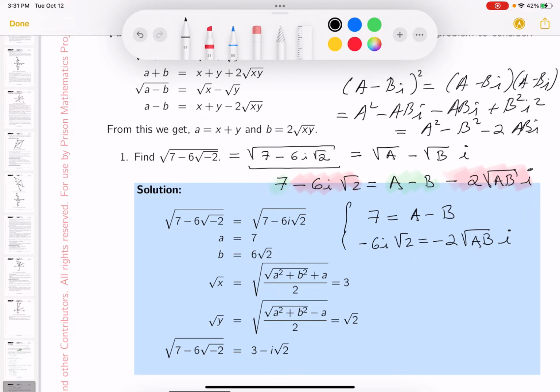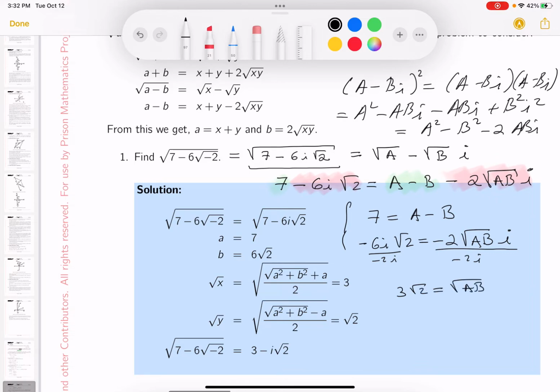All right, the first equation was pretty easy. The second equation looks really nasty to me. But I'm going to divide both sides by, I'll write it down for you, minus 2i. And what do you get there? Well, you get 3 root 2 equals root AB.